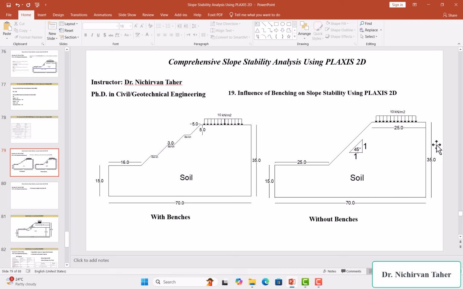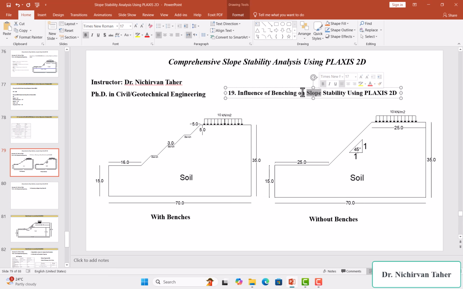So we have this geometry first. We have a soil which is a c-phi soil. It has a cohesion and internal friction angle, and as you can see, this is the geometry which we are going to use in this example. First we will use this slope which has no bench, and we will see the factor of safety and failure surface of the slope. After that we will change this slope like this one, and we will use 3 benches, run the analysis again, and see the difference between the factors of safety.